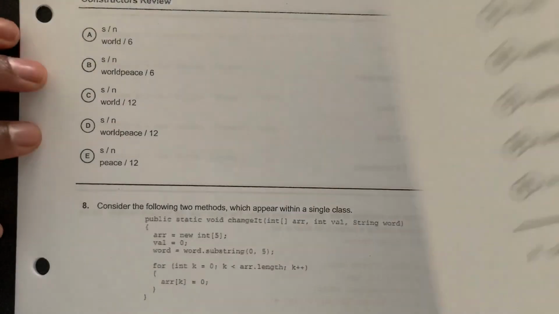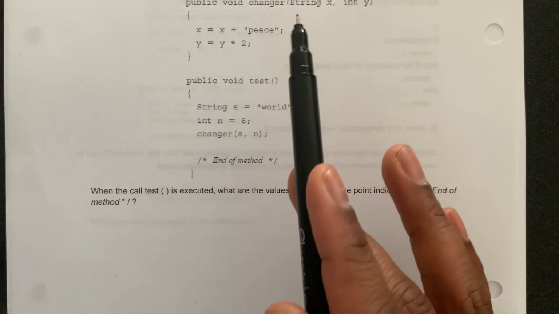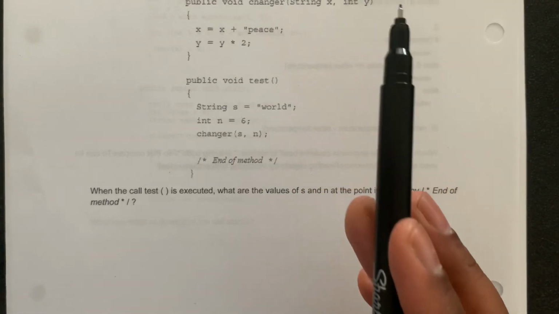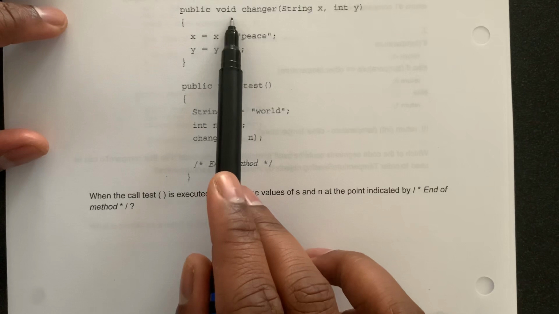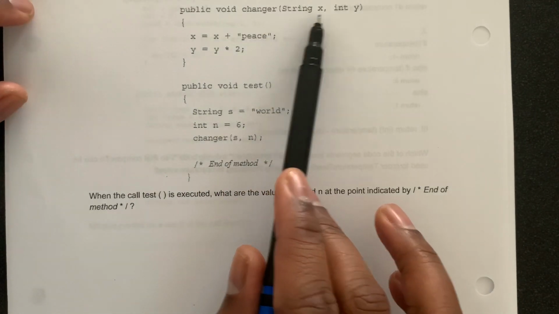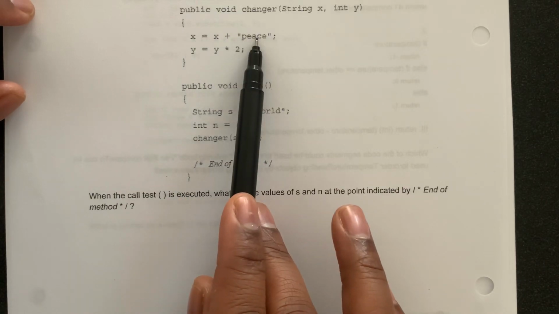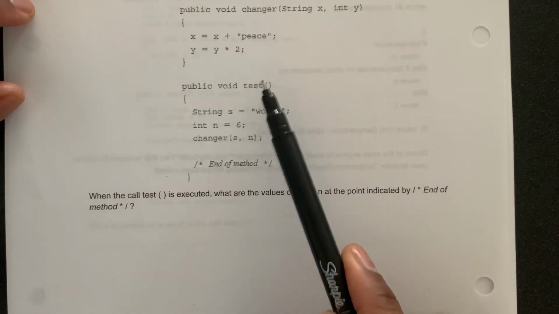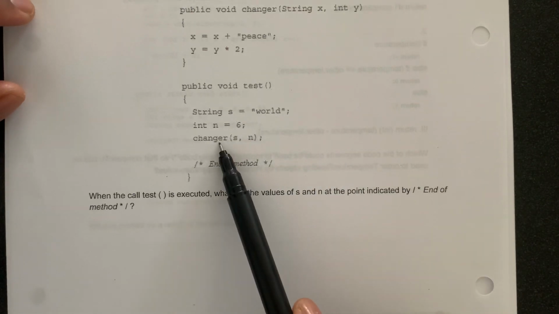So for number 7, we have this public void. This is just a method question, not a question about constructors, really. We have public void changer, with string x as a parameter and integer y as a parameter. And so x equals x plus the string piece and y equals y times 2. And then we have this public void test, and string s equals world, int n equals 6. And then you have this method changer s, n.